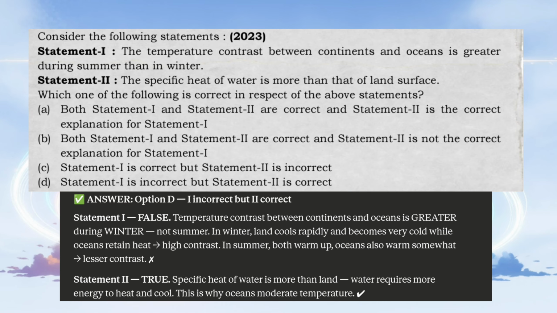Answer, option D, I incorrect but 2 correct. Statement I, false. Temperature contrast between continents and oceans is greater during winter, not summer. In winter, land cools rapidly and becomes very cold while oceans retain heat, high contrast. In summer, both warm up, oceans also warm somewhat, lesser contrast. Statement 2, true. Specific heat of water is more than land. Water requires more energy to heat and cool.